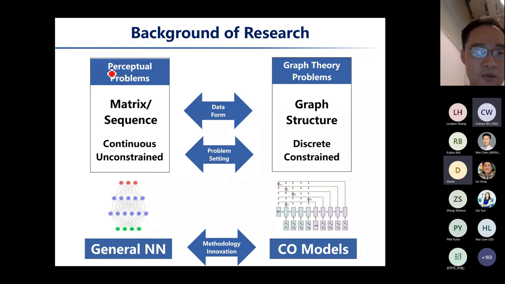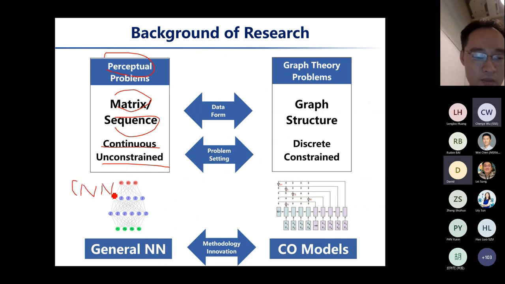We look at the perception problems, mainly image classification, object detection, or speech recognition. They mostly use an input matrix or sequence in the continuous domain without constraint. So we have many networks like CNN, RNN, LSTM, even transformer. We think they are more regular neural networks.